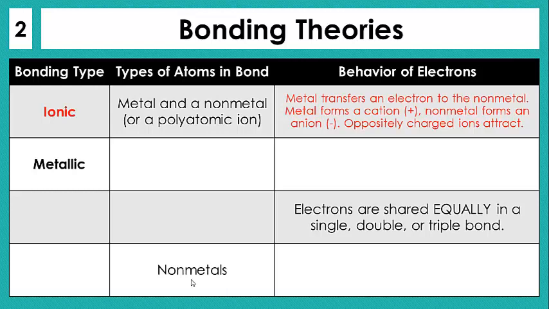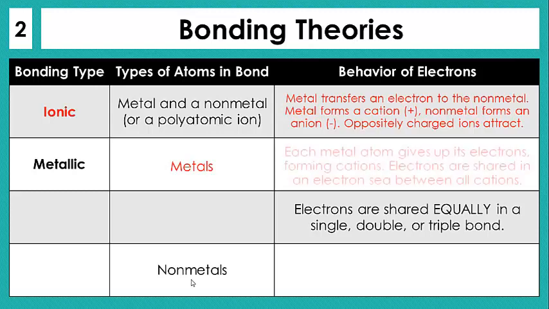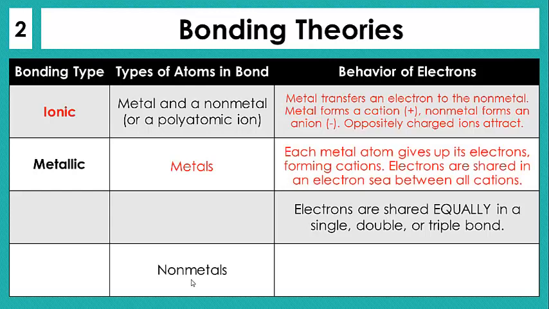The next one is metallic bond. In a metallic bond, we're going to have 2 or more metals that are sharing electrons in an electron sea. Each metal atom is going to give up its extra valence electrons, causing it to form cations. Those electrons are then shared in an electron sea between all cations. So these bonds are very, very strong because there's this constant attraction between those metal cations and the electron sea.